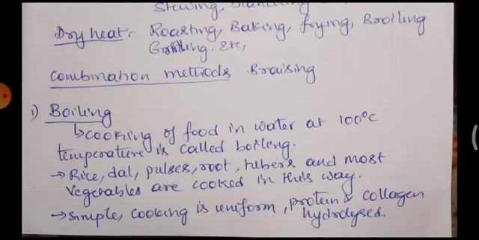So let us study boiling. Boiling of food in water at 100 degrees Celsius is called boiling. Water is used and the temperature is 100 degrees Celsius. Rice, dal, pulses, roots, tubers and most vegetables are cooked in this method. It is a simple method of cooking, cooking is uniform, and protein and collagen are hydrolyzed. So boiled egg, boiled rice, boiled potato, all these are methods of boiling.